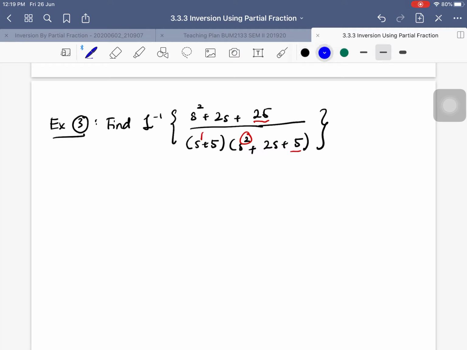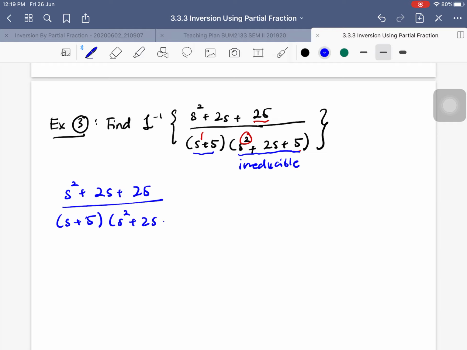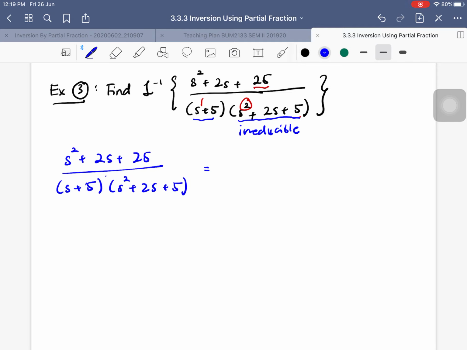Alright, so now let's start with this. Again, this is a linear factor, no need to bother with that, but this is not linear, so you have to check. If you use your calculator and find the roots, you will find that this is going to be an irreducible function. So I'm going to have (s squared plus 2s plus 25) over (s plus 5) multiplied by (s squared plus 2s plus 5). How many fractions will you end up with? It's going to be 2 of them, each to the power of 1.